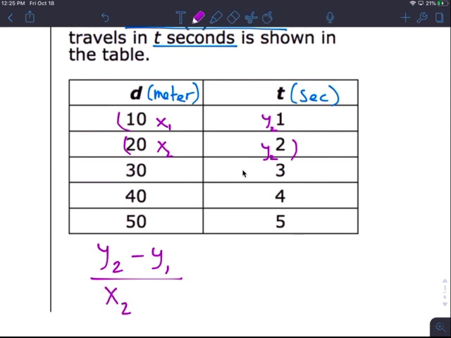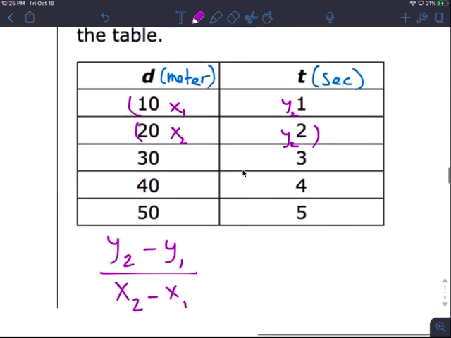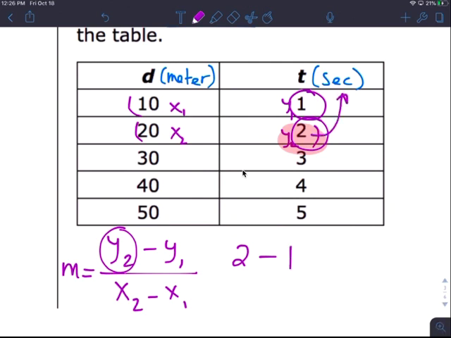x sub 2 minus x sub 1 is the first time. This is the ratio formula, or rate of change formula, or the slope formula. Same thing. It gives the letter M. Y sub 2 is 2, this is y sub 1, so you write the number 2 for this letter here. 2 minus 1: 2 seconds minus 1 second equals 1 second.